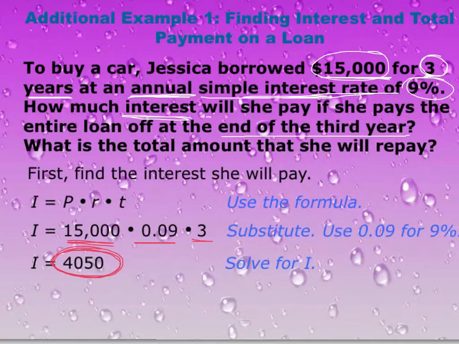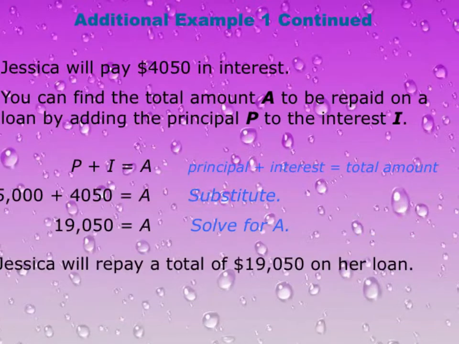Because we want to know what is the total payment on the loan. What is the total amount that she will have to repay? So it's not just that she'll have to pay $4,050. That'd be awesome. Then you borrow $15,000 and then you only have to pay $4,050. But that's not what they're asking. They're asking what is the total amount. So guess what we'll have to do next.